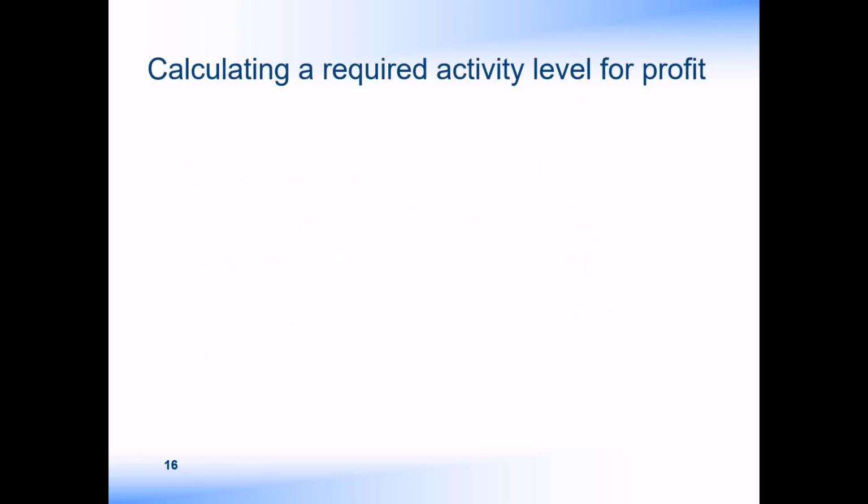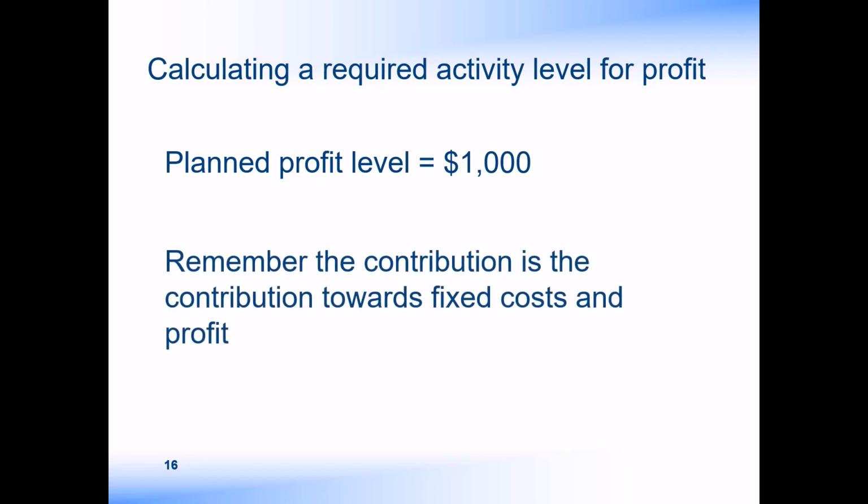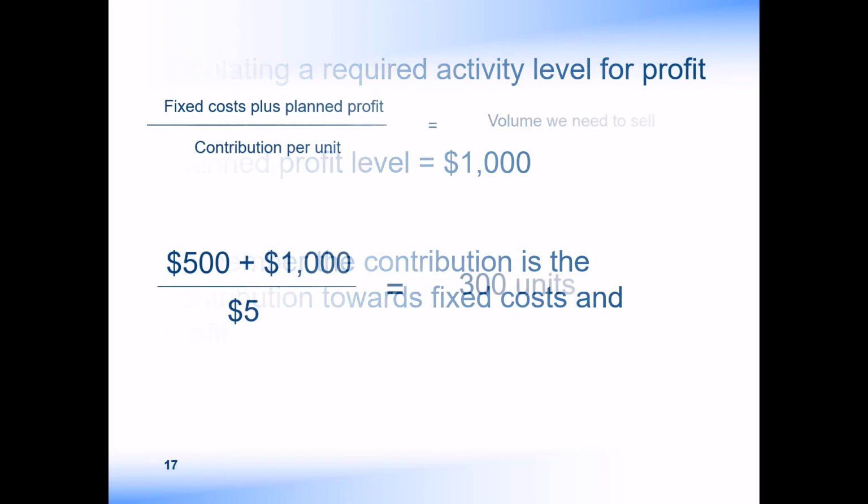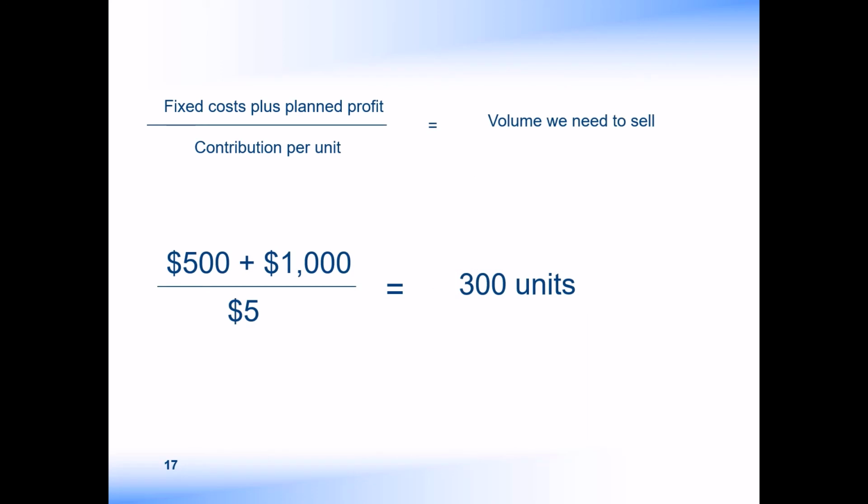This can be quite a powerful tool, as we can use it to calculate the level of output and sales required to make a given level of profit. For example, let's assume that we want to make a profit of $1,000. Remember, the contribution is the contribution towards fixed costs and profit, so we can substitute this into our equation. The calculation is now fixed costs of $500 plus the $1,000 planned profit divided by the contribution per unit, i.e. our $5, which means we need to sell 300 products to make our planned profit.